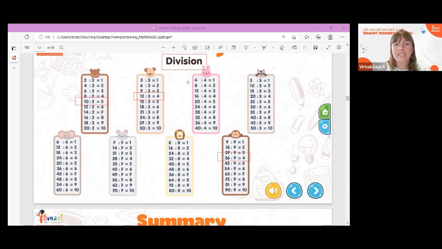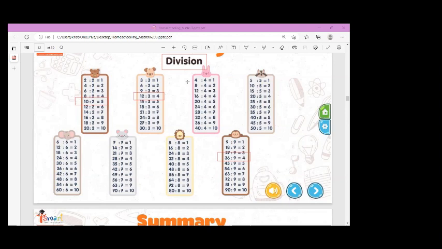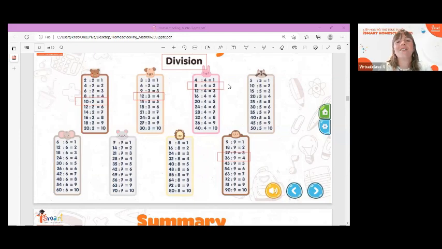Did you say 8? Can you tell me one more time? 8 divided by 4 equals. There we go. Awesome. Great job. So remember, when we are dividing, we are pulling into equal parts. All right, well done. So let's take a look at the next one.